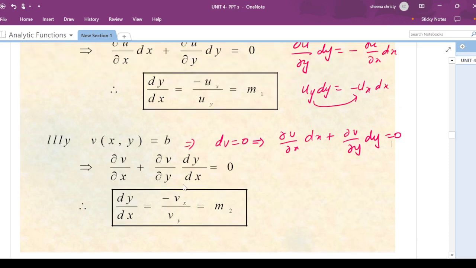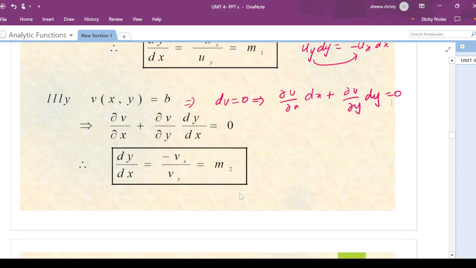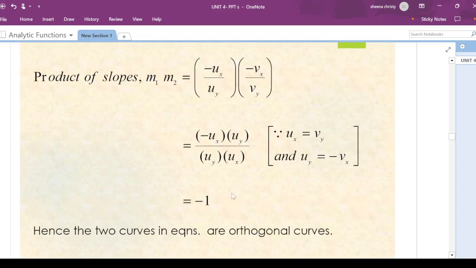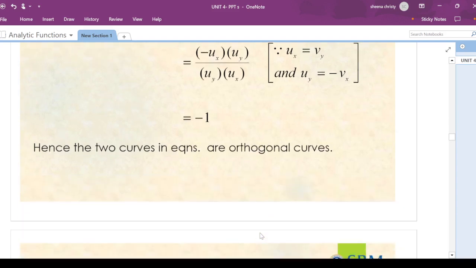So if I am doing the product of these two, m1 and m2, it is equal to -1. Hence, it says that the two curves are cutting each other orthogonally if the function is analytic.